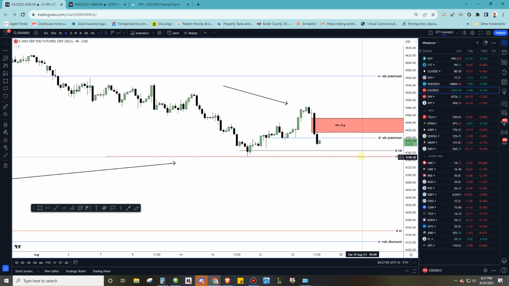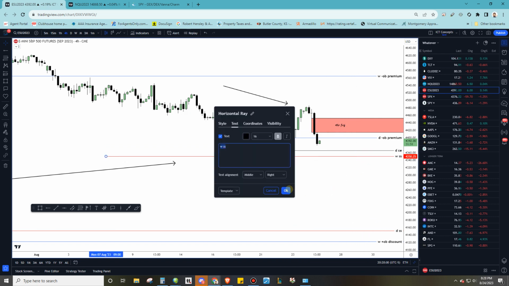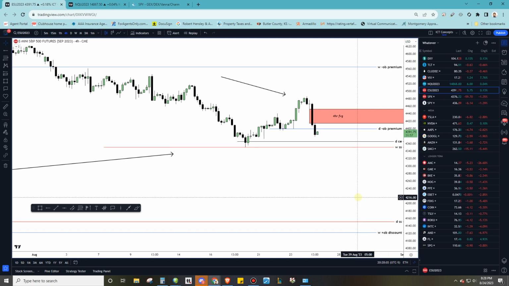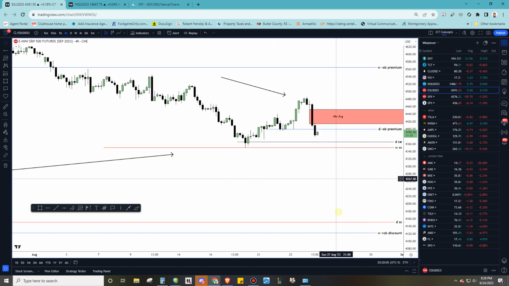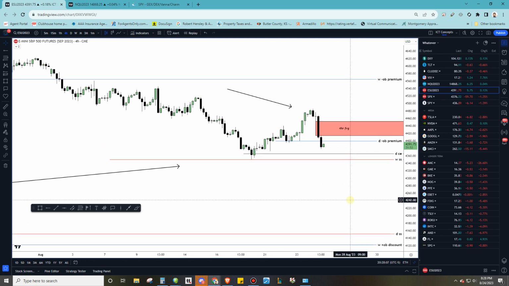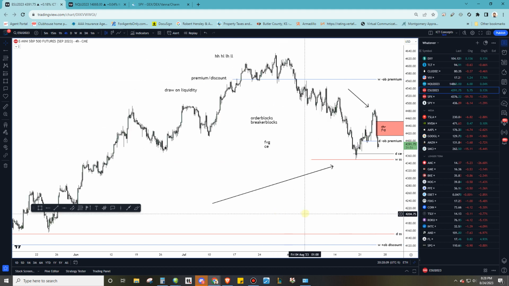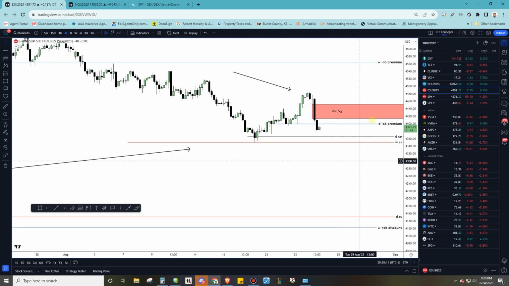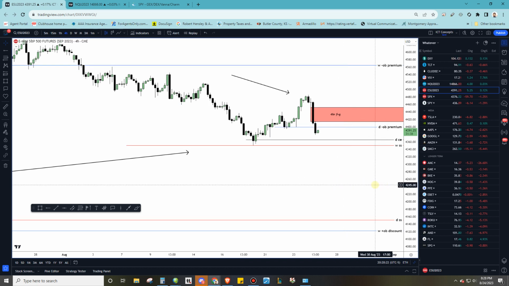We have our target here. So this is our draw on liquidity. This is our draw on liquidity. We're at equilibrium. We're probably going to break down into a discount array. I don't see any other daily discount arrays. So really, we just have our weekly, and I guess you could call this a daily, but I don't really think that makes any sense personally. So again, I could be wrong, and let me know in the comments if I am, but it doesn't make sense to me.